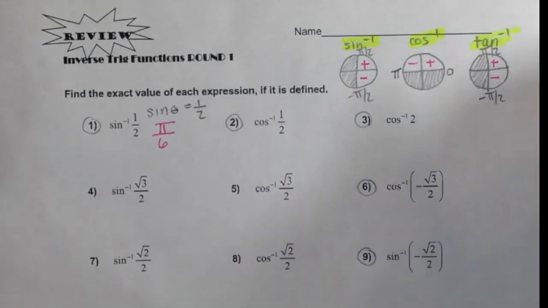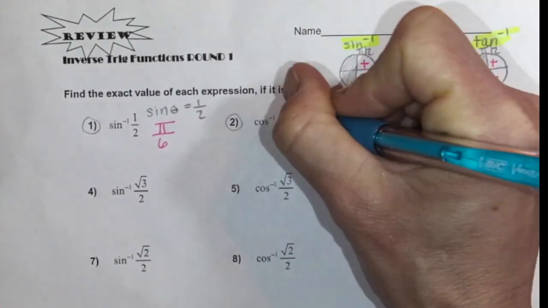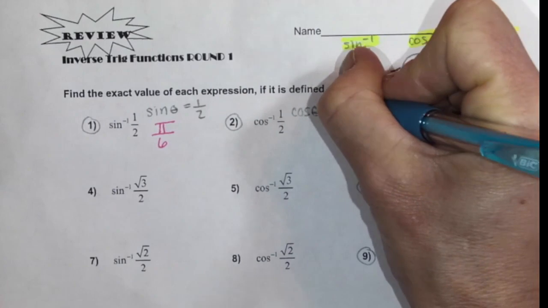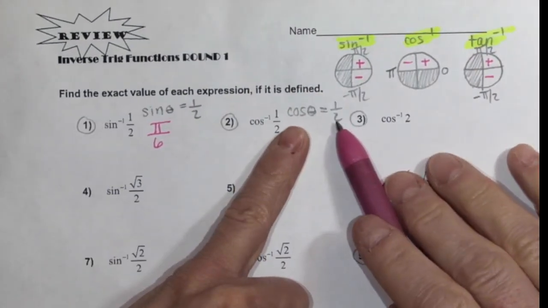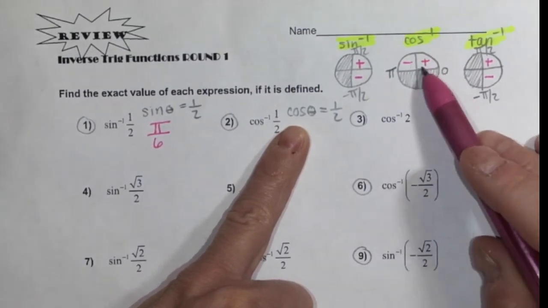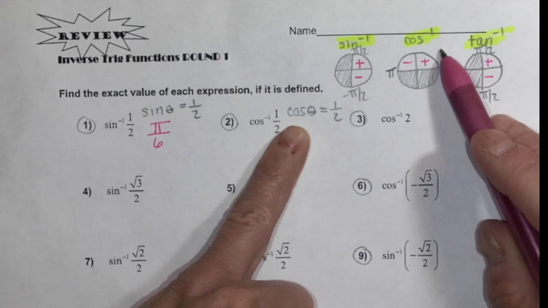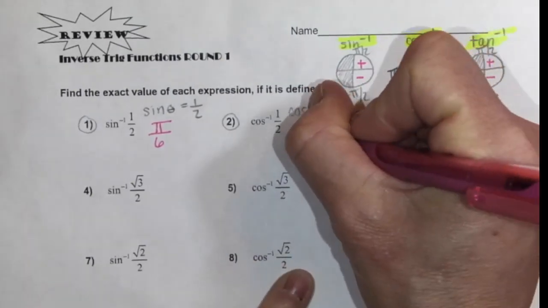Cosine inverse of 1/2, again, what you're thinking in your head is cosine of what angle is 1/2. Well, cosine's positive in two places, the first and fourth, but it's only defined in the first and second. So this is where cosine inverse is going to be positive. And that, of course, is going to be our pi over 3.